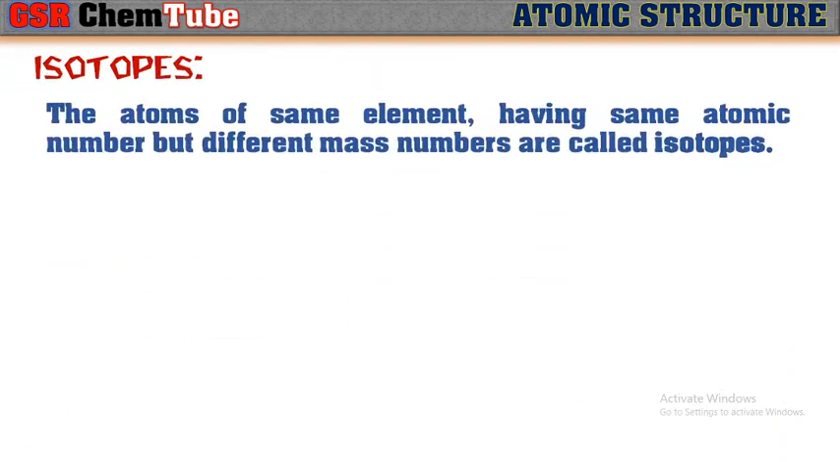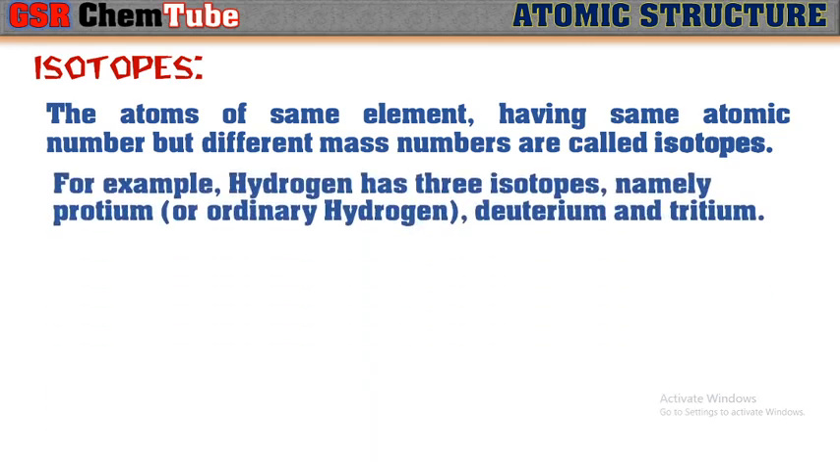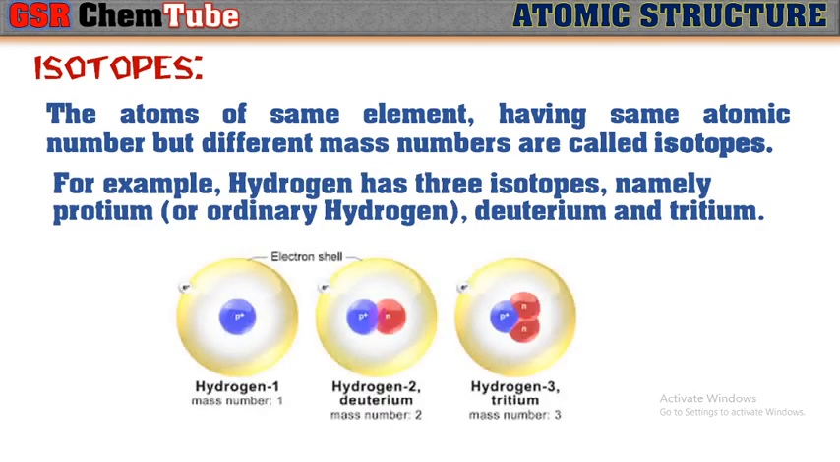Isotopes. The atoms of the same element having the same atomic number but different mass numbers are called isotopes. Meaning they have the same number of protons but the total number of nucleons will be different because of the variation in the number of neutrons. For example, hydrogen has 3 isotopes, namely protium, deuterium and tritium. These 3 have the same atomic number 1, but the mass number is different for these 3.